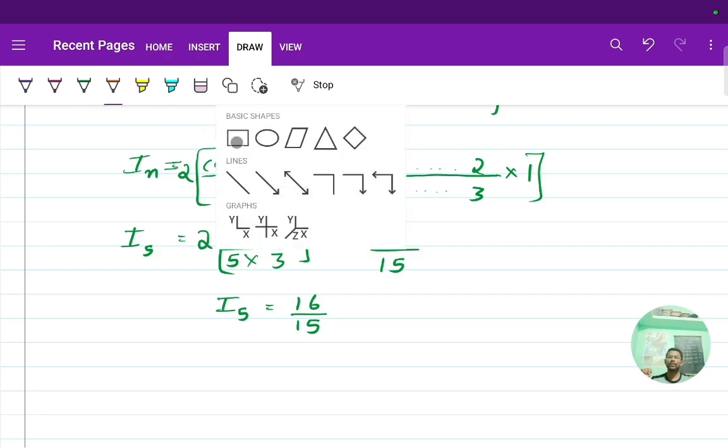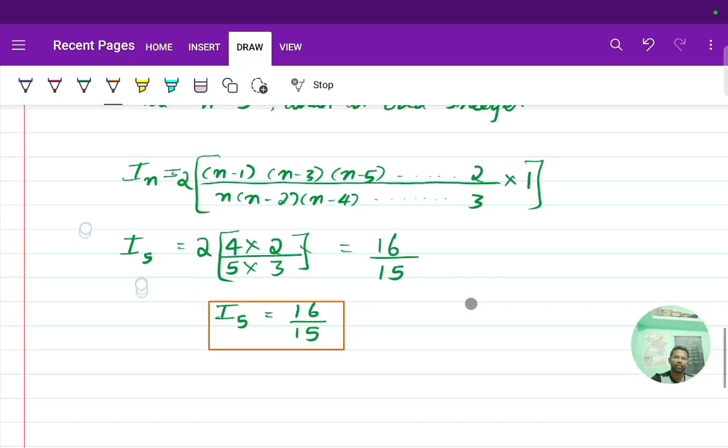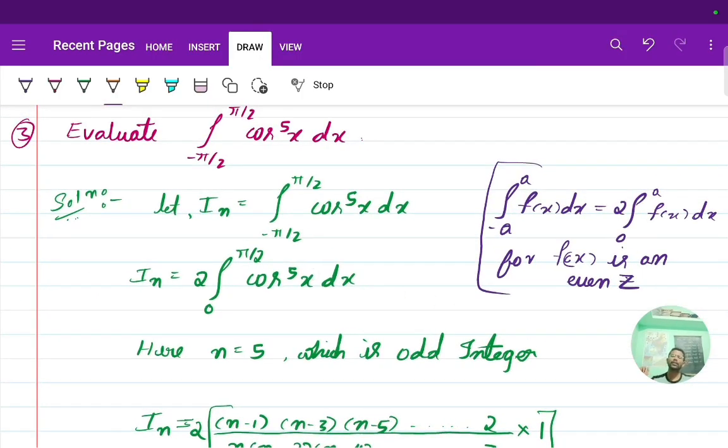So this is the required solution for the integration over minus pi by 2 to pi by 2 of cos power 5 x dx. Okay.